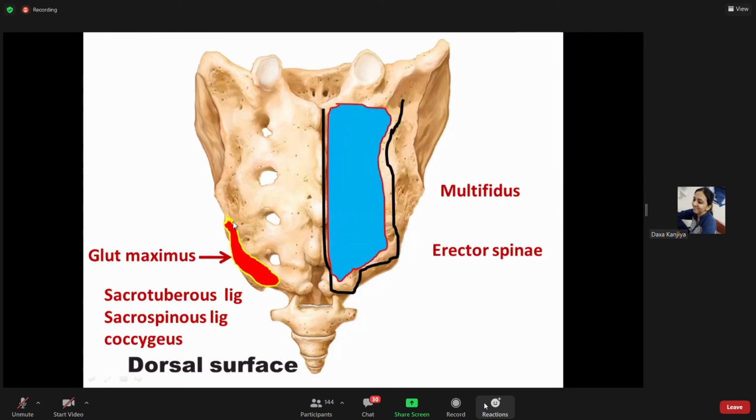The lower narrowed part of the lateral surface gives the attachments, from before backward: gluteus maximus, attachments of sacrotuberous ligament, attachments of sacrospinous ligament, and more posteriorly coccygeus. So these are the attachments of the lower narrow portion of the lateral surface: from before backward, gluteus maximus, sacrotuberous and sacrospinous ligament, and the coccygeus muscle.